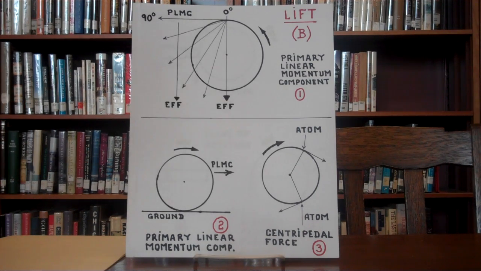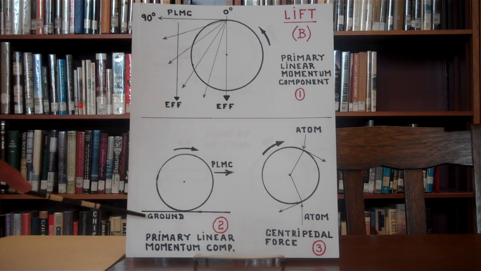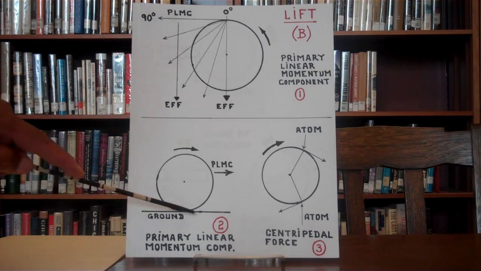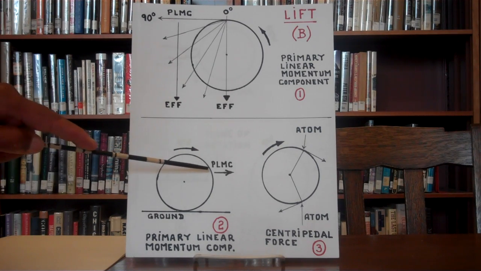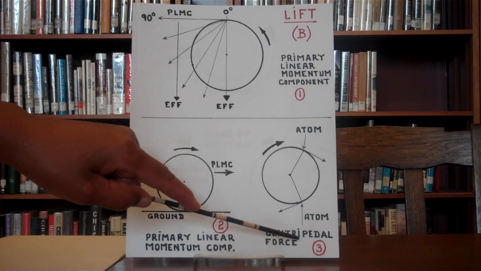Number 2, spin the disc to high rotation speed and put the disc by itself on its edge on the ground, without a gimbal or any attachment, and it will roll away because of the PLMC. Put it on the ground after spinning it first, and it will roll away because of the PLMC, or the primary linear momentum component. It will roll away just like a car wheel. Now we'll go to number 3.